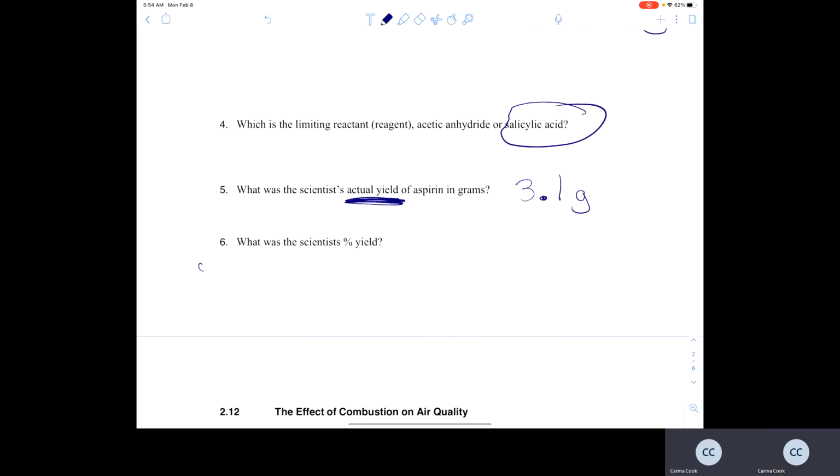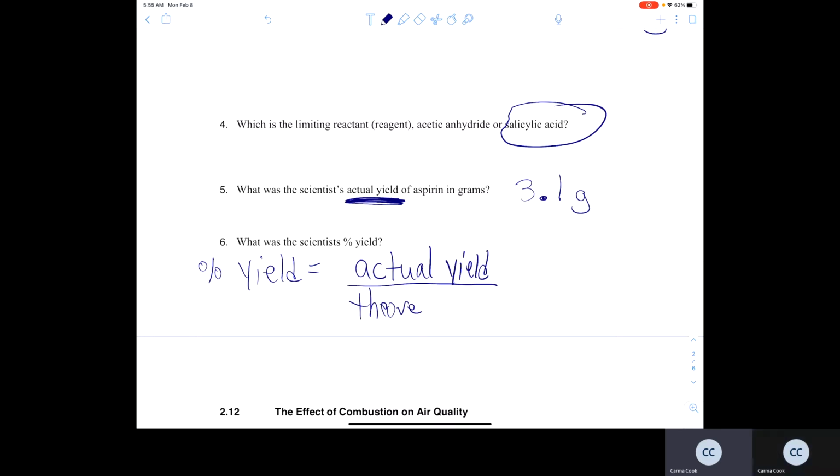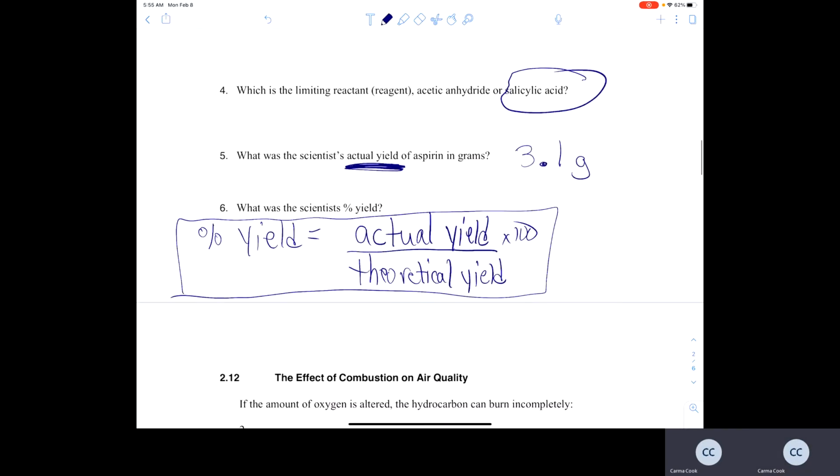So her percent yield is going to be equal to what she actually produced, the actual yield, divided by the expected yield, which we call our theoretical yield, times 100. So her percent yield is going to be 3.1 grams divided by 3.9 grams times 100.